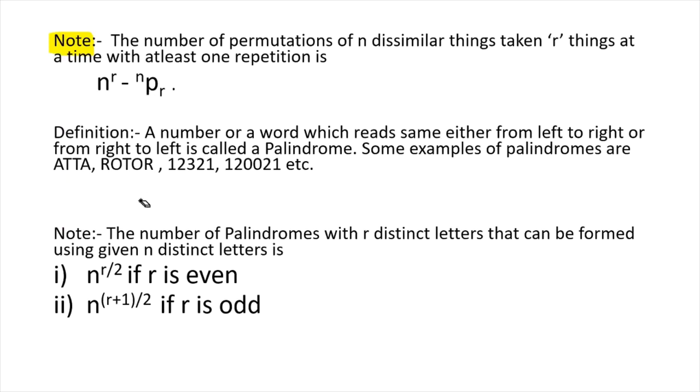And then we have seen the definition of palindrome. A word or a number which, when read from right to left or left to right, gives the same meaning is called a palindrome. The number of palindromes of length r formed using n objects is given by n raised to r upon 2 when r is an even number, and n raised to r plus 1 upon 2 when r is an odd number. So the length of the palindrome is going to be crucial. If the length of the palindrome is even, then we have to use the first one. If the length of the palindrome is an odd number, then we have to use the second one.